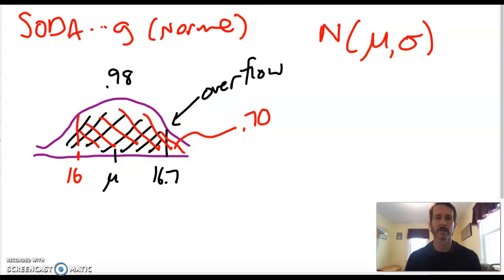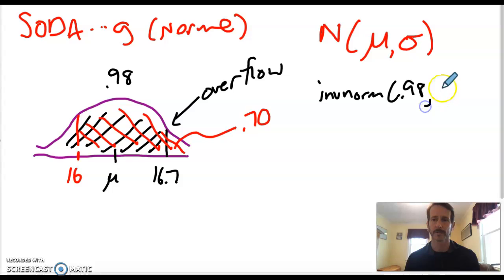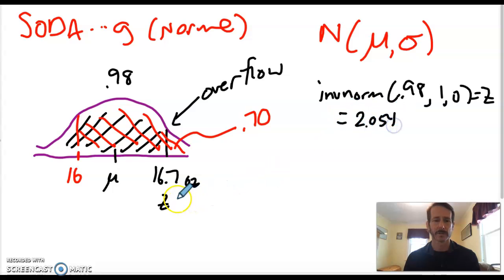So one thing I can do is I can do invert norm twice. If I invert norm with my 98%, that's already on the left for me. So I invert norm 0.98, but I don't know my parameters, so I have to use 1 and 0 as my mean. And that's going to give me my z-score, the z for this 16.7 ounces. And if I do that in my calculator, I think I get 2.054. So this equals 2.054.